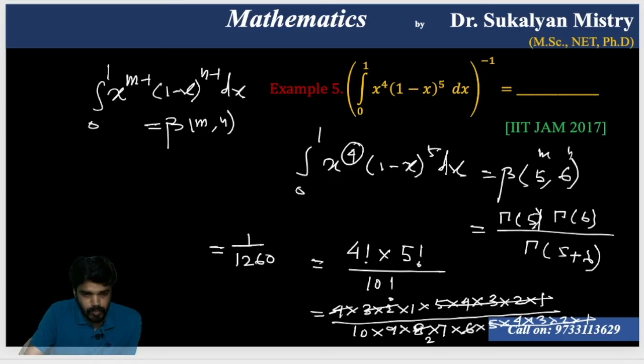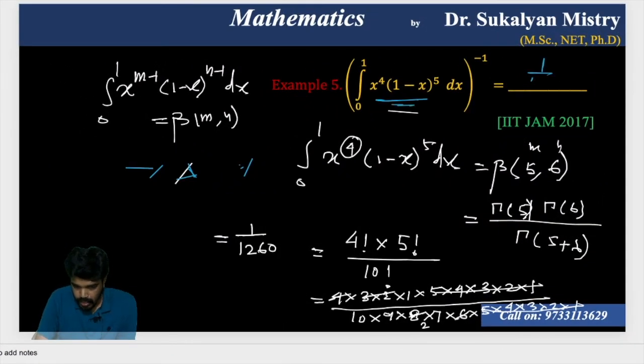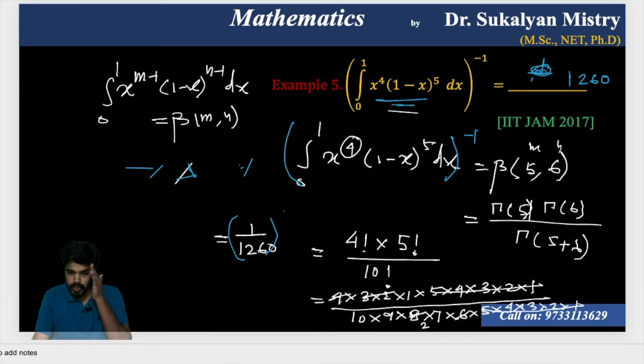So we have to calculate the inverse of this. The value is 1 by 1260, so its inverse will be 1260, right. Because we have to calculate this inverse, the inverse of this will be 1260. Okay, so the answer of this question is 1260. Okay, so next problem.